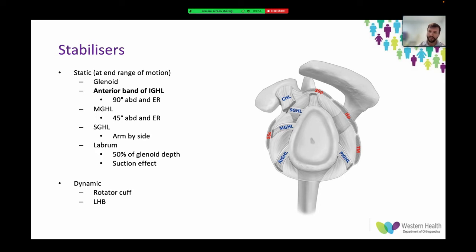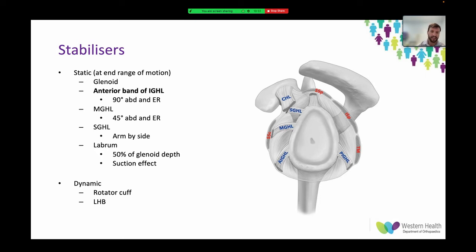on the soft tissues. The anterior band of the inferior glenohumeral ligament is the most important ligament for anterior shoulder stability. And this comes into play particularly in abduction at 90 degrees and 90 degrees of ER. The middle glenohumeral ligament is at 45 degrees abduction and external rotation, and the superior glenohumeral ligament is with the arm by your side. The labrum further adds stability, increases the glenoid depth by 50%, and is particularly important because it helps form the seal within the shoulder that creates a negative pressure vacuum seal effect.